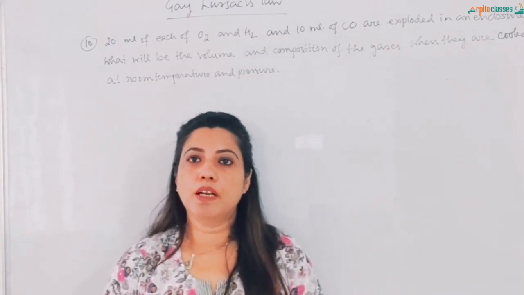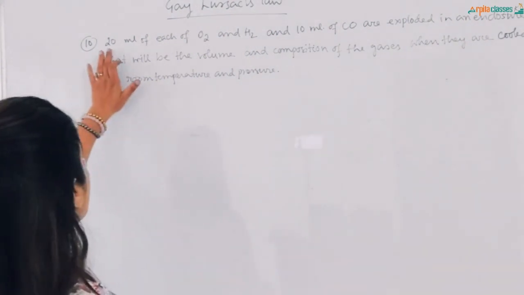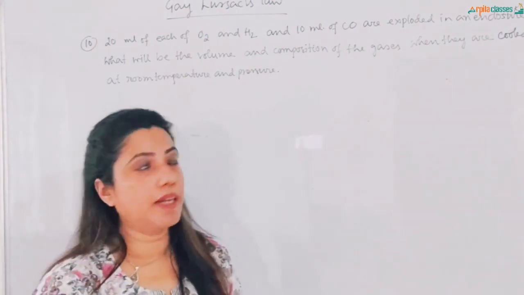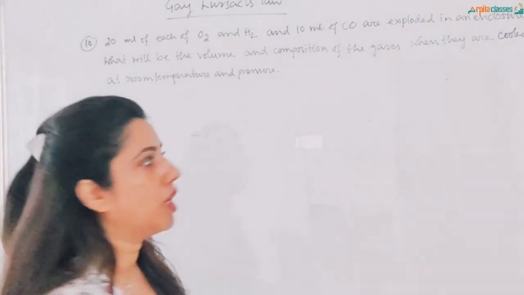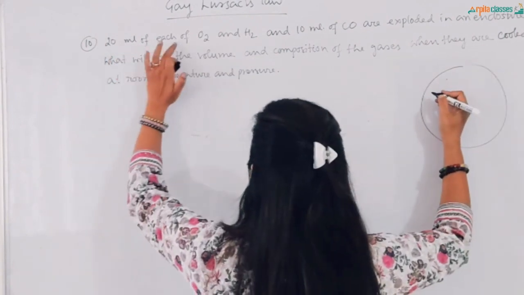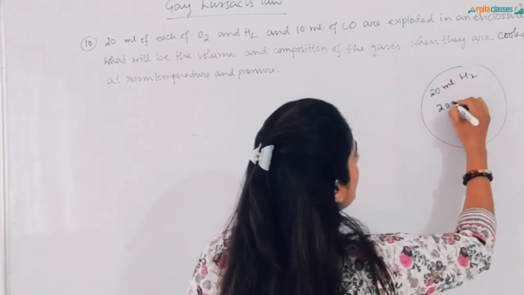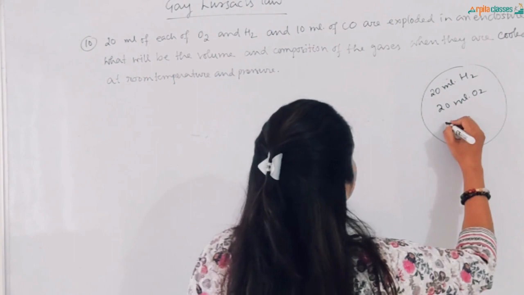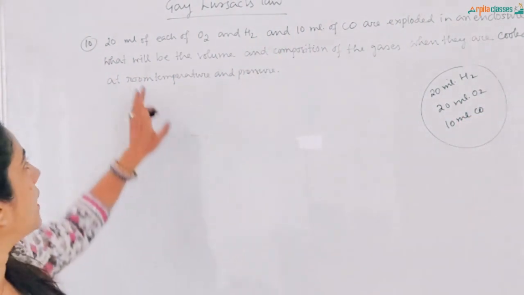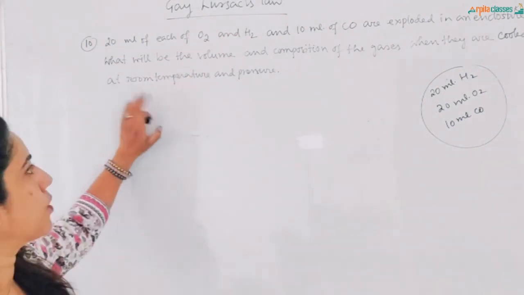Now let us proceed towards the last question of today's lecture, that is question number 10, which says 20 milliliter of each of oxygen and hydrogen and 10 milliliter of carbon monoxide are exploded in an enclosure. What do you mean by that? Suppose this is an enclosure. Here you have 20 milliliter of hydrogen, 20 milliliter of oxygen and 10 milliliter of carbon monoxide. Okay, they are exploded. What will be the volume and composition of the gases when they are cooled at room temperature?